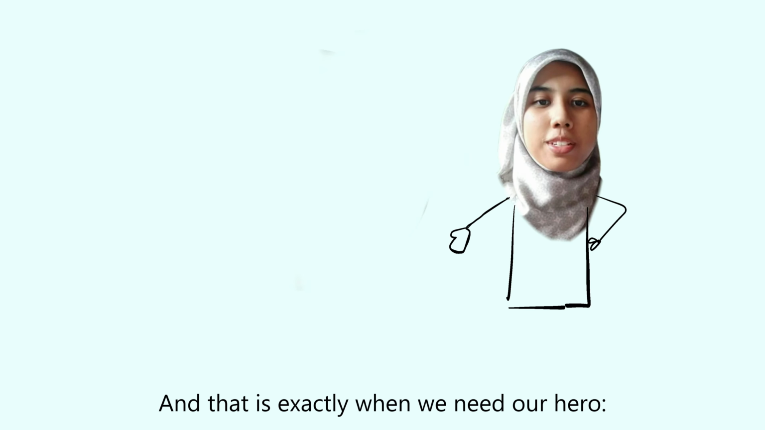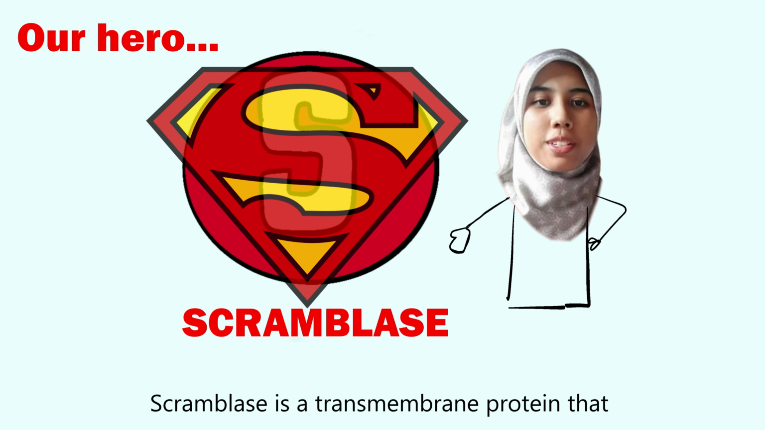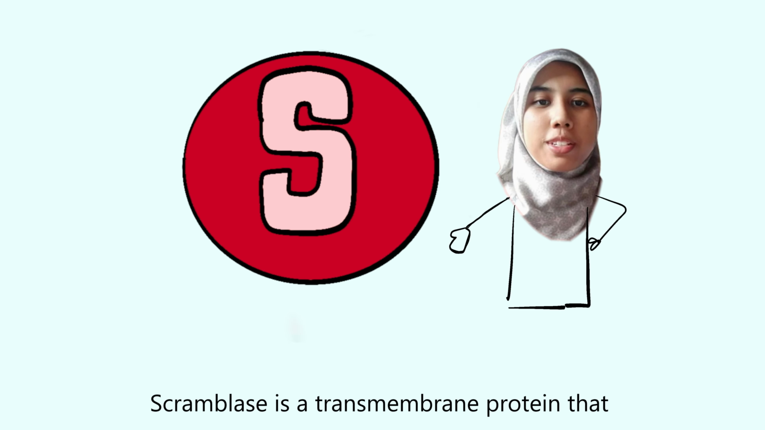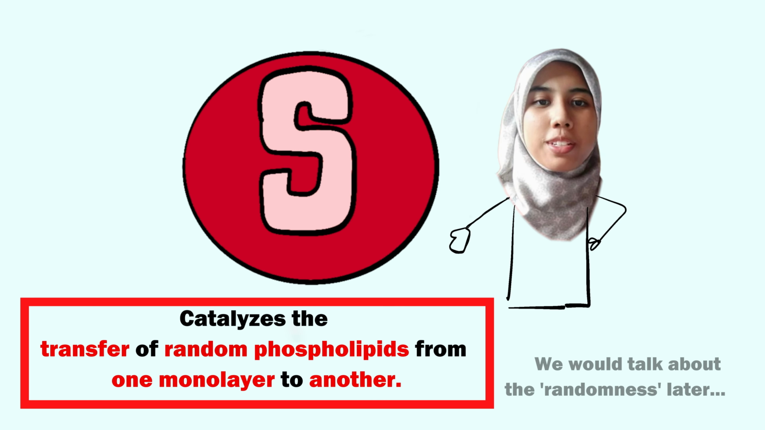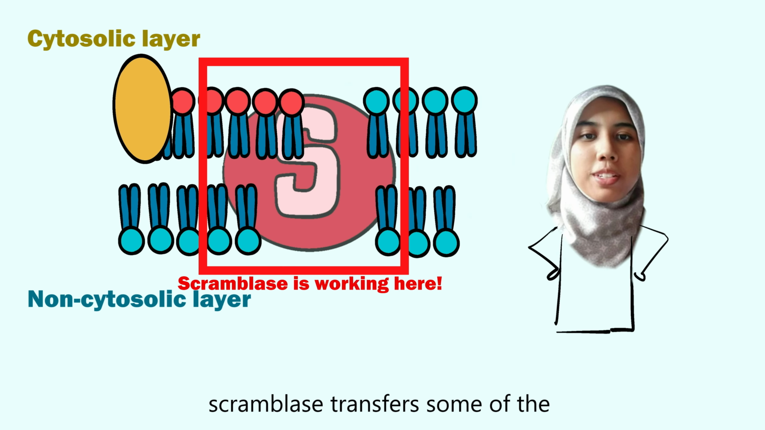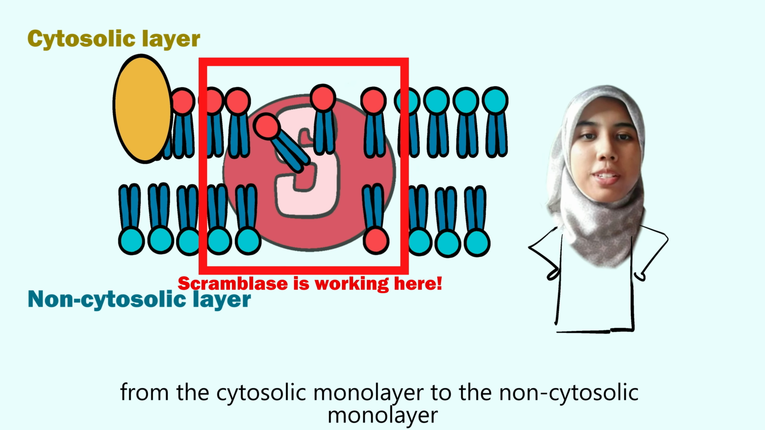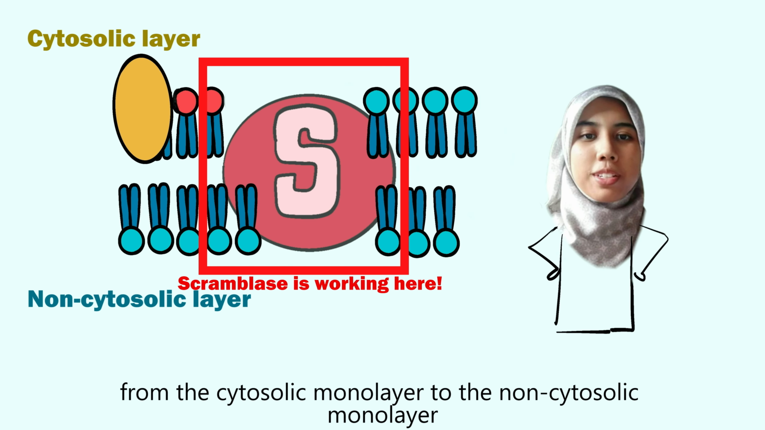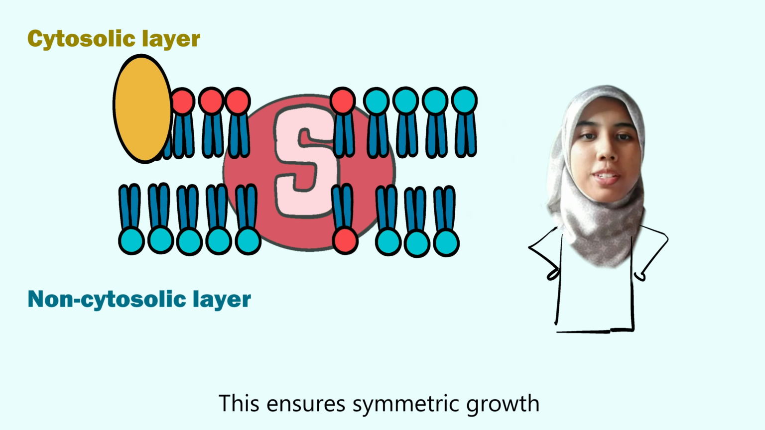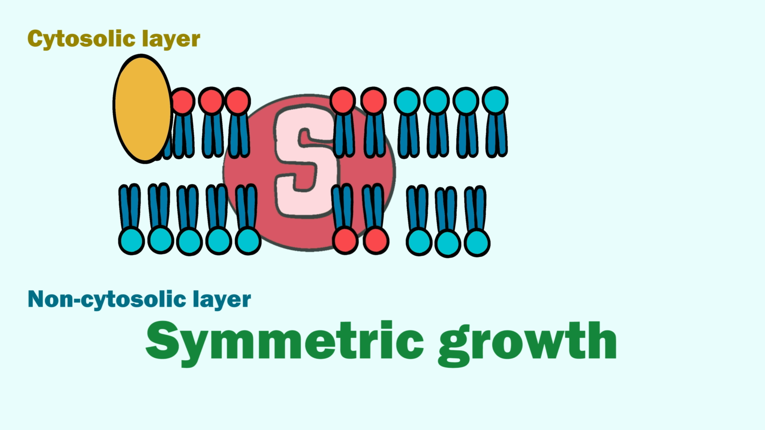And that is exactly when we need our hero, Scramblase. Scramblase is a transmembrane protein that catalyzes the transfer of phospholipids from one monolayer to another. In the endoplasmic reticulum, Scramblase transfers some of the newly synthesized phospholipids from the cytosolic monolayer to the non-cytosolic monolayer. This ensures symmetric growth of both monolayers of the lipid bilayer.